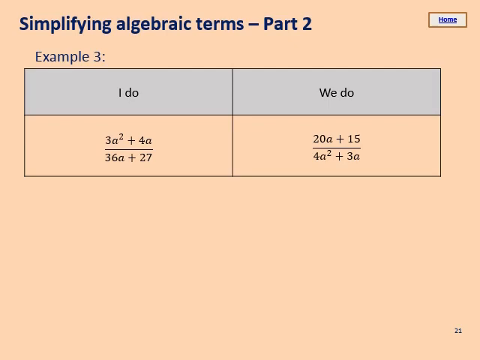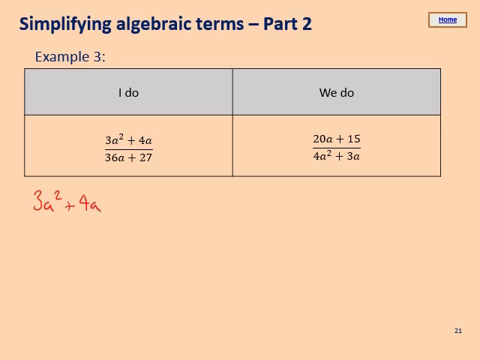Okay, so for example 3 now. On the top we've got 3a squared plus 4a. On the bottom we've got 36a plus 27. So again, we've really just got to see how we can factorise this, and then it should drop out. Like I say, 99% of the time, if you factorise, these fractions will drop out. So start with the top, 3a squared plus 4a.